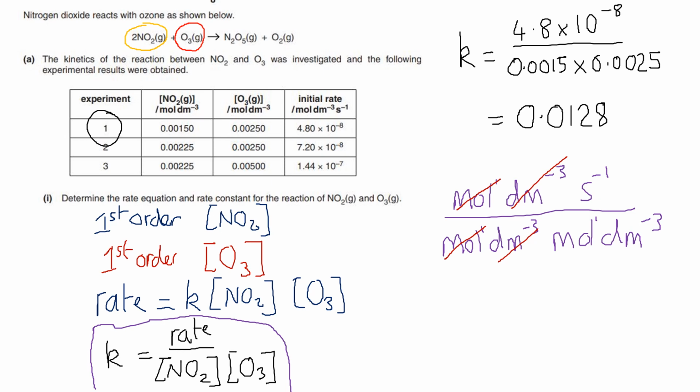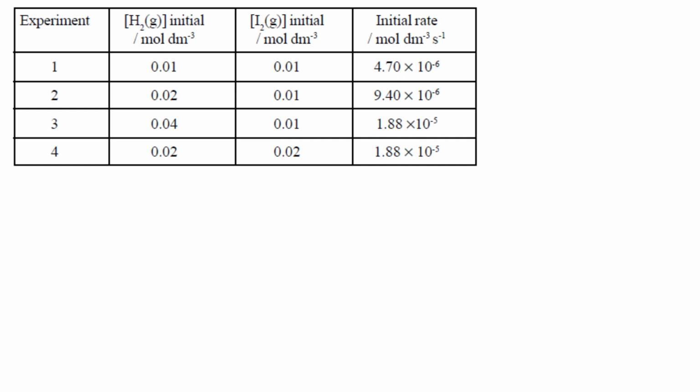So when you bring the mole to the +1 to the top of the equation, it becomes moles to the -1. dm to the -3, bring it to the top and it becomes dm to the +3. And then you're left with the s to the -1 that was there already. Okay, hopefully that was helpful, but let's look at another example.